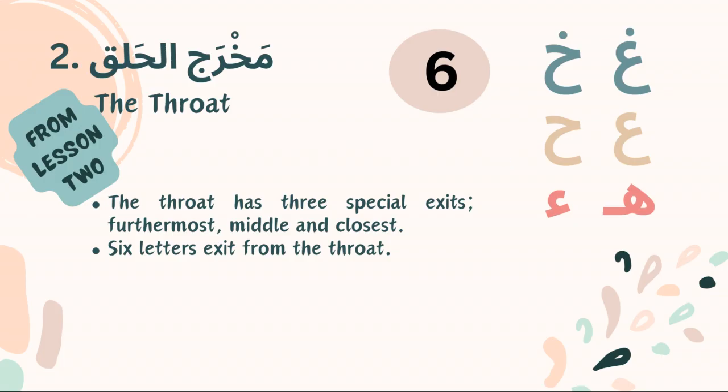from the throat, and these letters are ha, hamza, from the very furthermost part of the throat, ayn, ha, from the middle part, and ghayn, kha, from the closest part of the throat, against, of course, compared with the outer part of the lips.